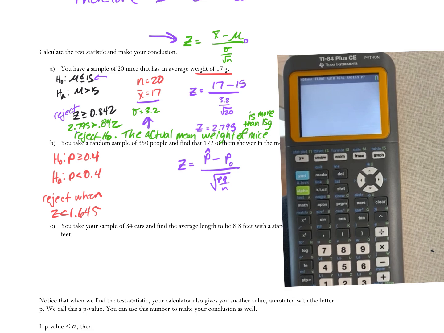What is our p-hat? It's not the 122, but you're close. It's 122 out of 350. It's the proportion. It's the percentage. Roughly a third, a little bit more than a third, 35% maybe? 0.348? That was close.